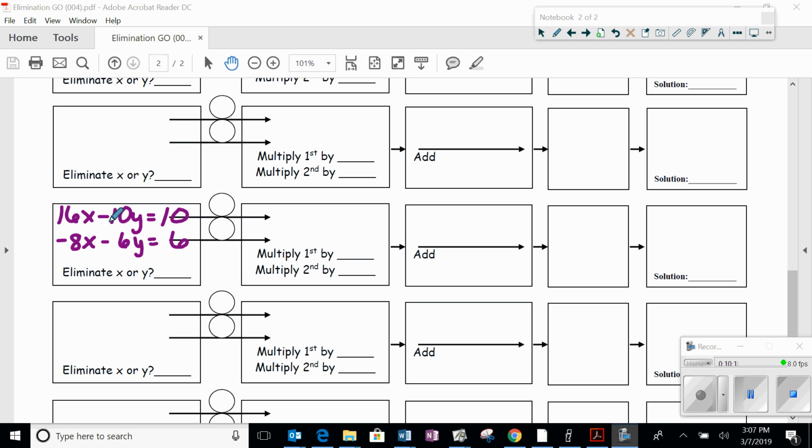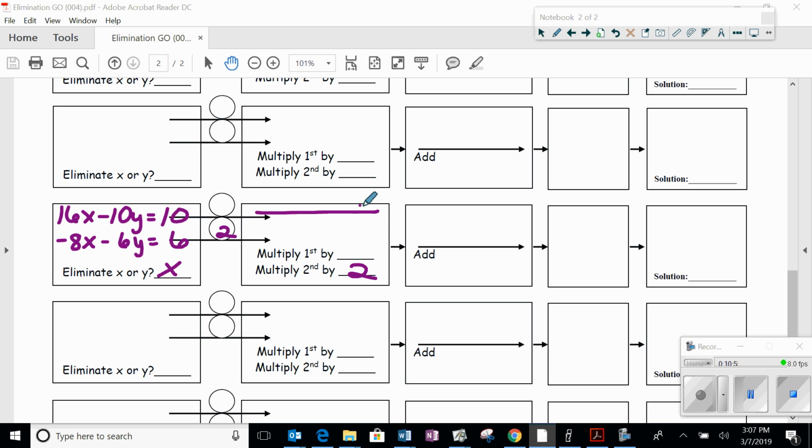Okay, if I were to do the y values, I would have to make these two numbers 60, which means I'd have to multiply the first equation by 6, and I'd have to multiply the second equation by 10. So that's an extra step. So in this case, it would be easier to eliminate the x values because I'm only going to have to multiply one of the equations. Okay, so we're going to take the second equation and multiply it by 2.